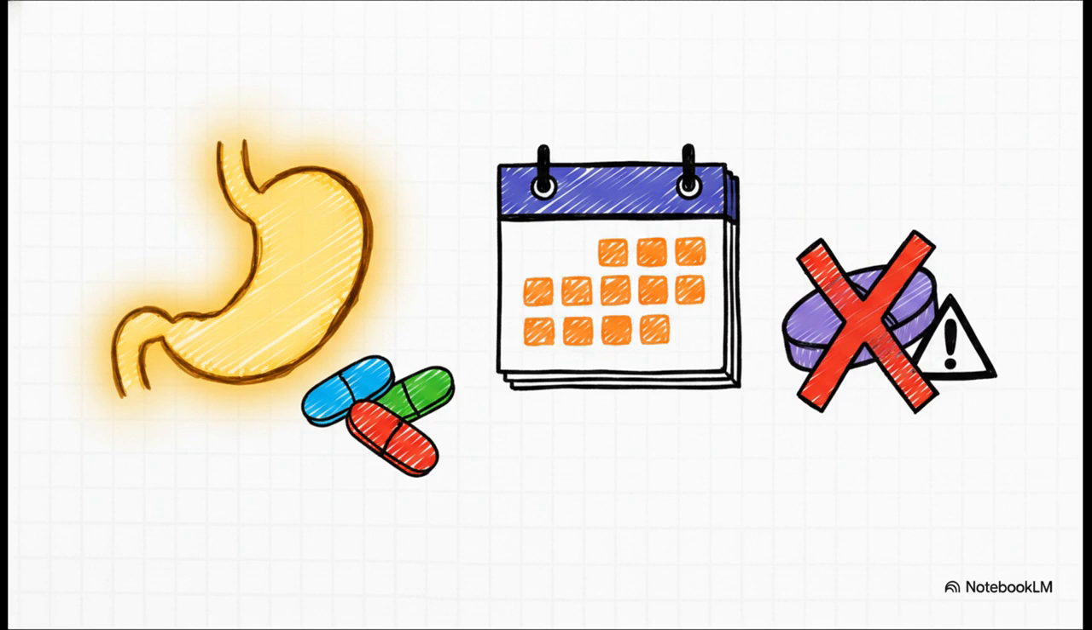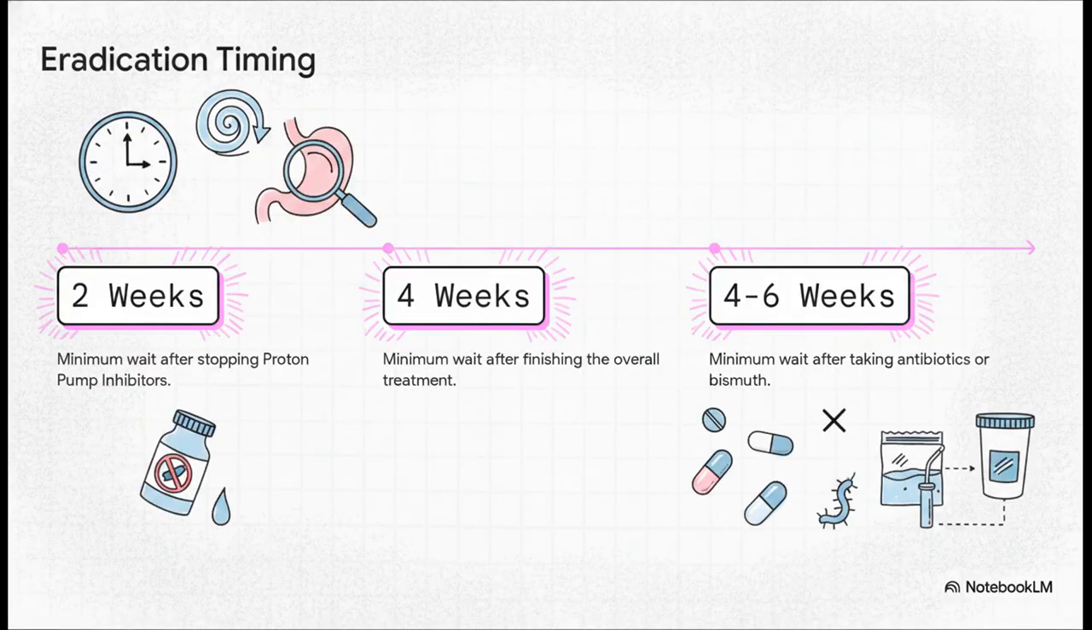The standard regimen is a proton pump inhibitor mixed with 2 to 3 antibiotics for about 10 to 14 days. Though recently, using vonoprazan combined with antibiotics is yielding even higher eradication rates, which is awesome. Oh, and a critical exam detail here. You must avoid using clarithromycin if the patient has had any prior exposure to it, because primary resistance is just way too high.